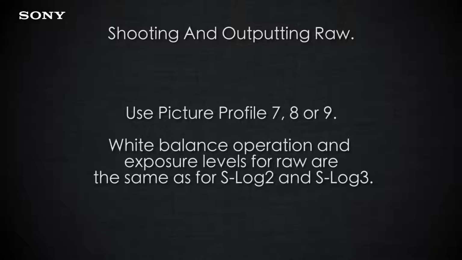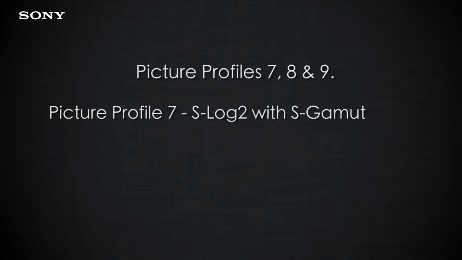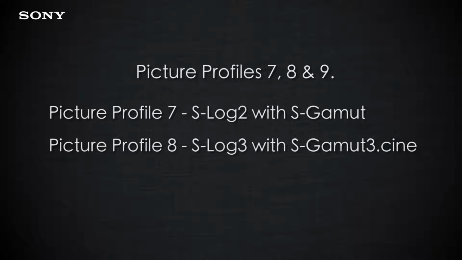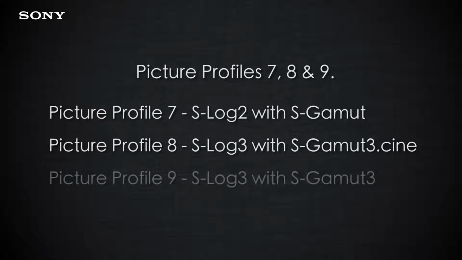The white balance settings and exposure settings are exactly the same for RAW as S-Log2 and 3, so simply follow the S-Log guidelines given here for the best results when outputting RAW. Picture profile 7 is set up for shooting with S-Log2, picture profile 8 is set up for shooting S-Log3 with XDCAM 3 and picture profile 9 is set up for shooting S-Log3 with XDCAM 3.